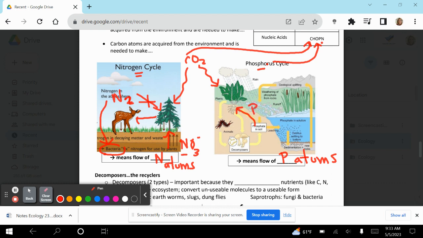Once again, we rely on decomposers, bacteria and fungi, to take phosphorus and put it in a form that plants can use. I'm just going to put PO4 here because that is a form of phosphorus that a plant can take up into their roots. Okay?